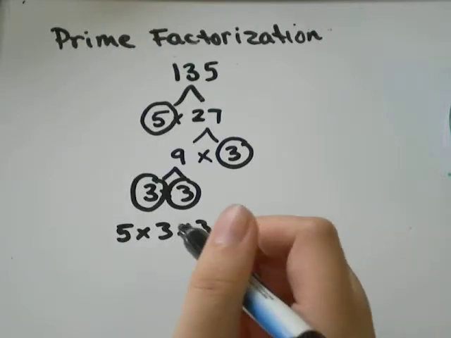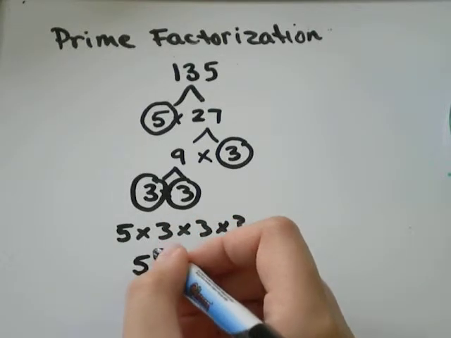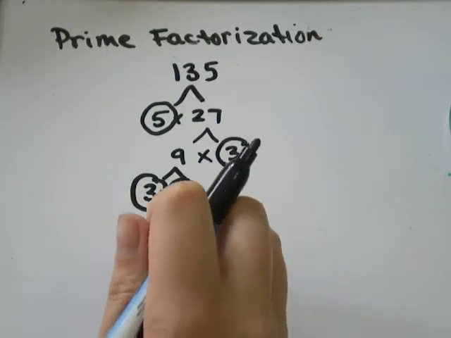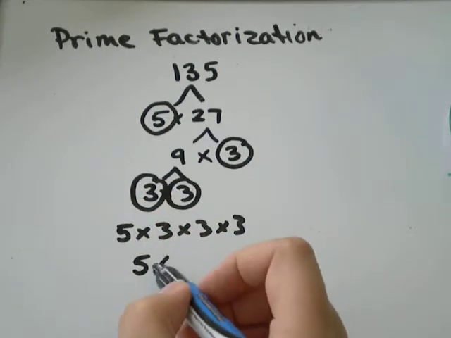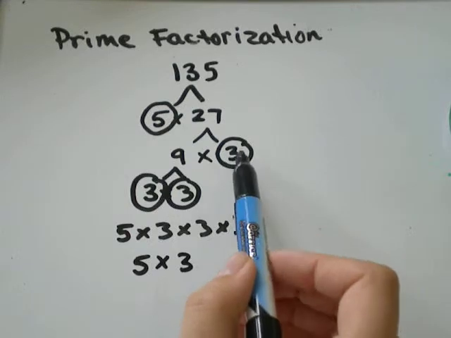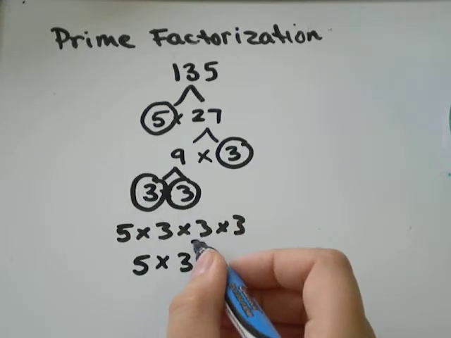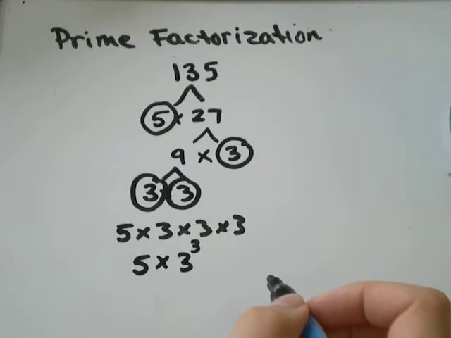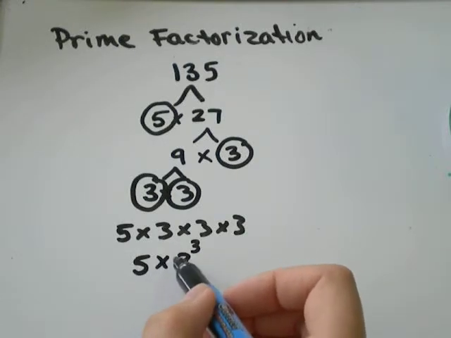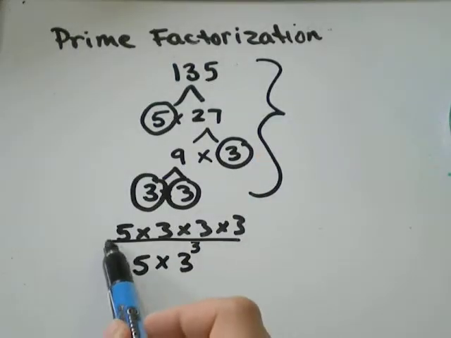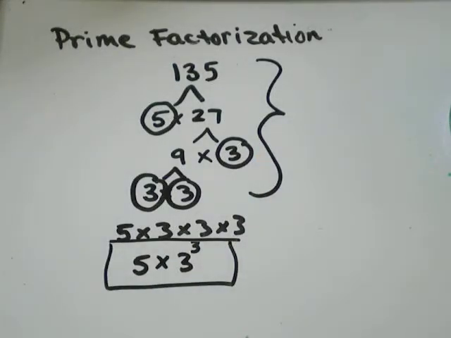And to represent that with exponents, it would just be 5 to the power of 1. You don't really need to write down the little exponent of 1. It's not really necessary. Times 3 to the how many of your branches ended in 3? 1, 2, 3. So 135 will be equivalent to 5 times 3 cubed. This is the factor tree, and that is the prime factorization.